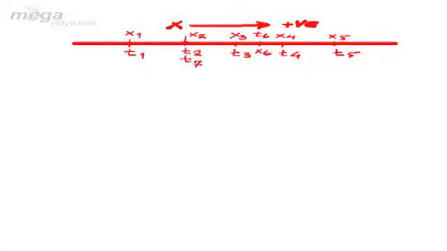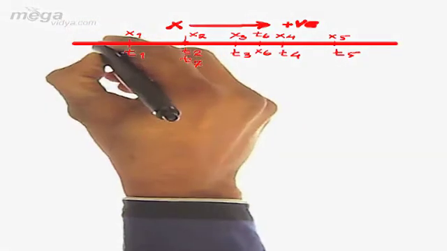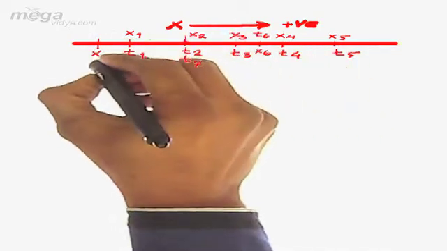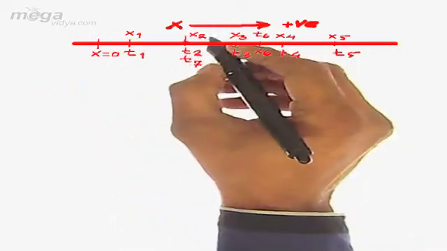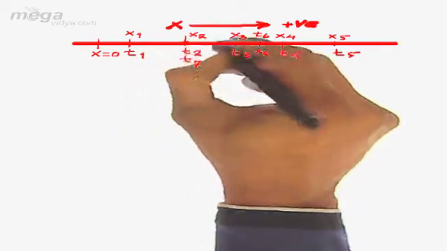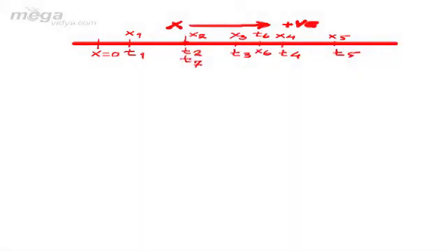For our convenience we may take x equal to 0, the origin, at any place as per our convenience. Say I am taking x equal to 0 at this position. I may take it to be 0 here, here or at this place depending upon my convenience.